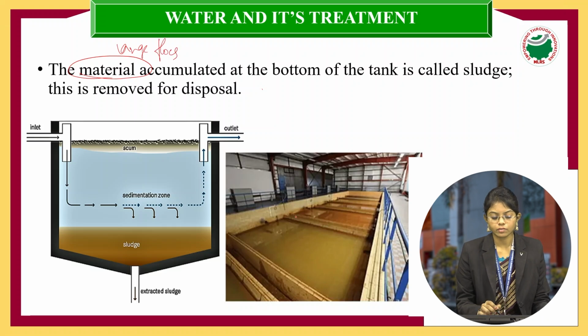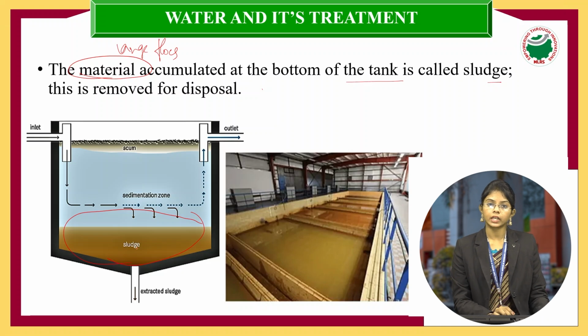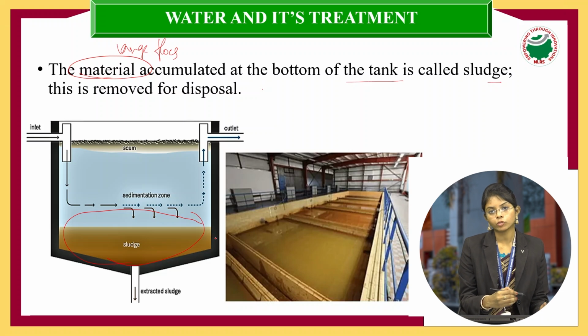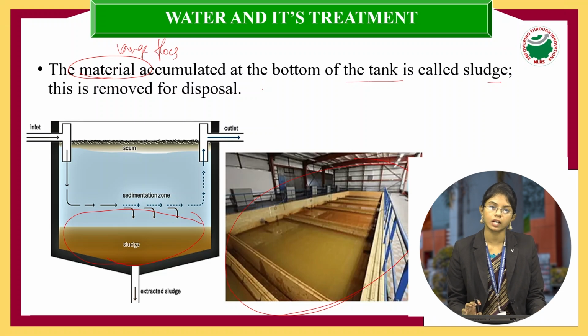The larger flocks will accumulate at the bottom of the tank, which is called sludge. So if you see here, the bottom of the tank where it is settled down, that you call sludge. That means the large flocks are settled down, so that now we can remove these flocks or the impurities easily from the bottom of the tank. This is how the sedimentation process takes place, like we keep the water aside for a few hours.